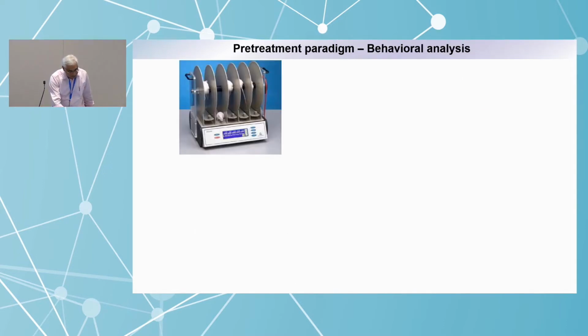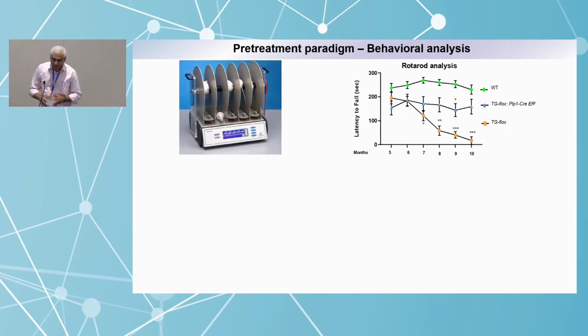So we use two paradigms. This is a rotarod paradigm, and here all these animals are injected with tamoxifen. These are the animals which are the TG flox PLP Cre ER, where you are excising out the overexpression when you inject with tamoxifen, and these are the animals which are just TG flox, which do not have a removal of the overexpression. We inject tamoxifen in this case at about 3 months. You can see that they start out nearly the same, but it's pretty obvious that the animals which are injected with tamoxifen and have the overexpression removed have a much, much better outcome.